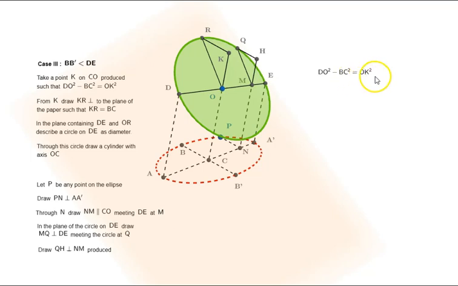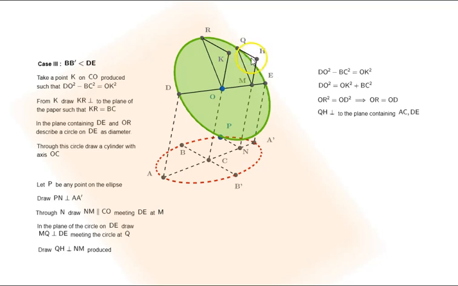DO square minus BC square is equal to OK square. That's part of the construction. Now adding BC square to both sides, we get DO square is equal to OK square plus BC square. That means OR square is equal to OD square. Why? Because BC is equal to KR. So DO square is equal to OK square plus KR square, and OK square plus KR square is OR square. So OR square is equal to OD square, which implies OR is equal to OD.